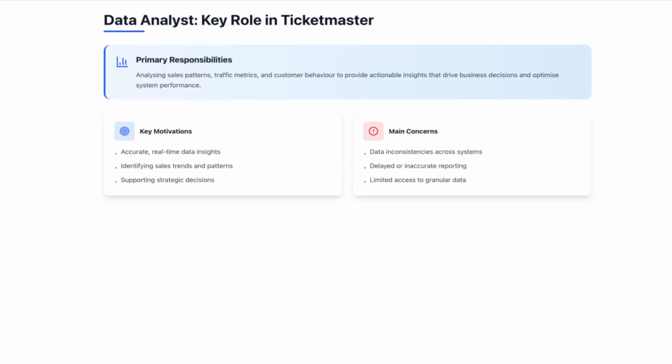As a data analyst at Ticketmaster, my role is analyzing sales patterns, traffic metrics, and customer behavior to optimize system performance. Key motivations include accurate data insights and identifying trends. Main concerns are data inconsistencies, delayed reporting, and limited access to granular data. The SRS must address these data qualities and performance needs.